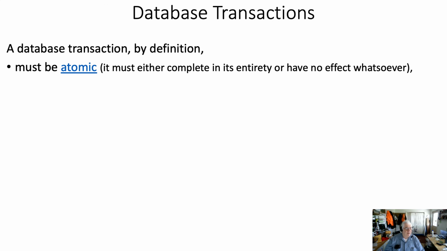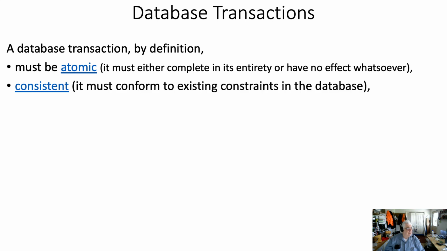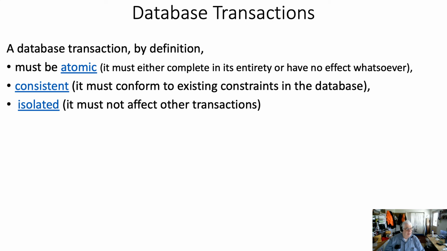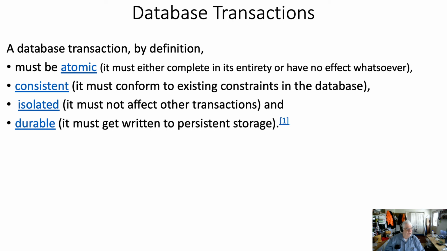Alright. A database transaction must, by definition, be atomic. It must either complete entirely or have no effect whatsoever. It must be consistent. It must conform to existing constraints of the database. Say that you have a rule that says you can't have a balance below 0. Well, if the transaction is getting ready to violate that constraint, it ought to abort and have no effect. It needs to be isolated. It must not affect other transactions until it completes. It must be durable. It's got to be written in persistent storage.